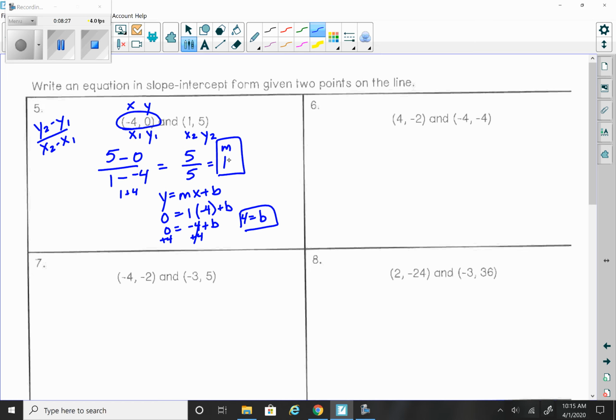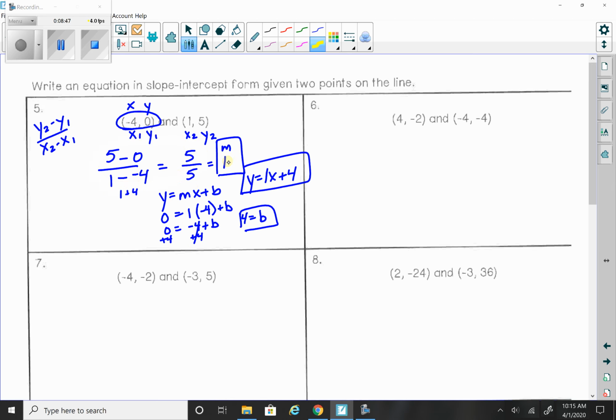Now that I know my slope and my b value, I can write the equation. Y equals 1x plus 4. So there's our equation in slope-intercept form. Again, this second part is just like what we did yesterday. The difference is that we're adding in a step at the beginning where we first have to calculate our slope.